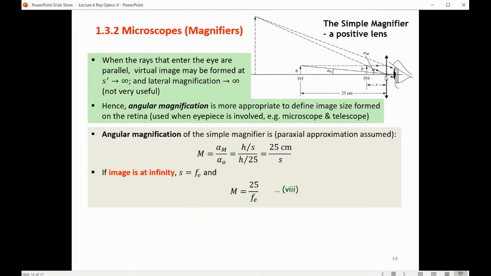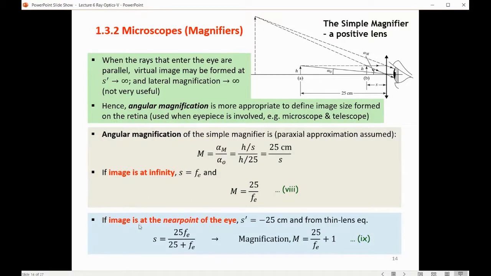Alpha m can be taken to be equal to h divided by s, and alpha 0 as h divided by 25. Then the angular magnification would be given by 25 cm divided by s, where the distance s is also in cm. If the image is formed at infinity, then s will be equal to fe, and the angular magnification will be given by 25 divided by fe.